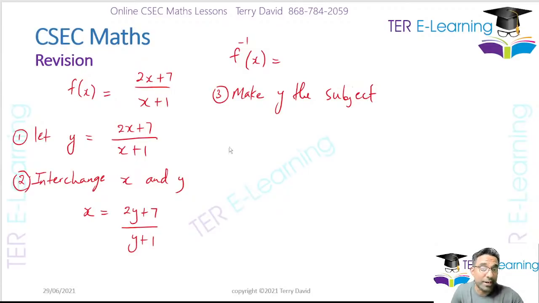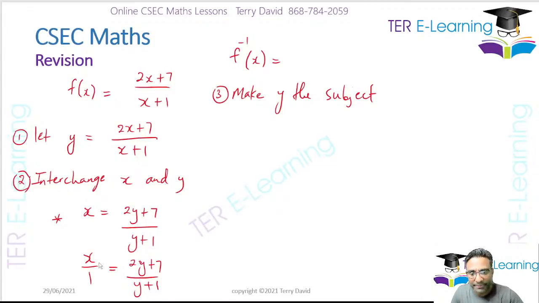So we're going to do that. Now you see this expression here, right? What I typically tell students to do is to write this as x over 1 is equal to 2y plus 7 over y plus 1, right? The reason why I'm doing that is because I'm going to cross multiply in order to help me to make y the subject of the formula.